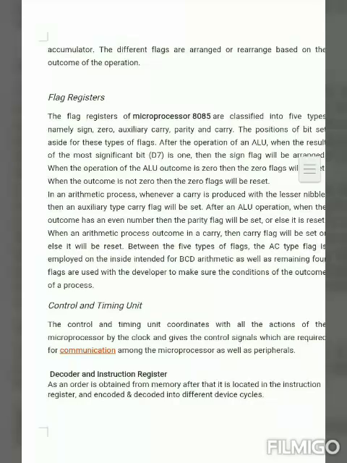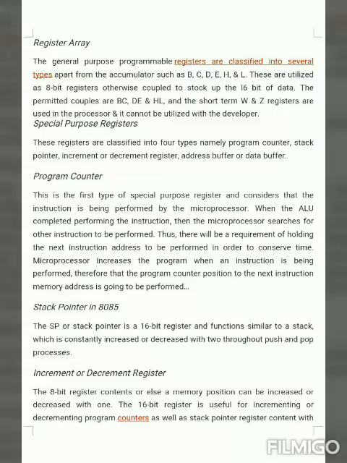Next, when an arithmetic operation's outcome generates a carry, then the carry flag will be set. Else it will be reset. Among the 5 types of flags, the auxiliary carry flag is employed for BCD arithmetic, and the remaining 4 flags are used by the developer to check the conditions of the outcome of a process.